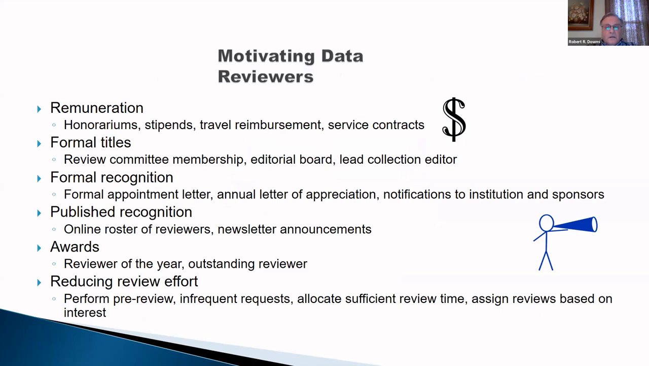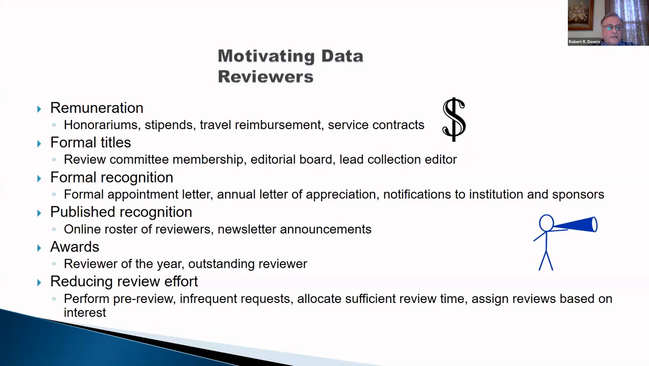And finally, it's important that we motivate data reviewers, and some ways could be through remuneration of some kind, honorarium, stipends, etc., or even travel, or some kind of service contracts. We can also recognize them in terms of giving them some formal titles or establishing a committee, having them be part of that committee membership, establish an editorial board, and even have collection editors for each of the different collections of the repository. And then we can also give them things that they can use when they're trying to be recognized within their own institutions or organizations, such as formal appointment letters or annual letters of appreciation, or notifying their institutions and sponsors, sending a letter to the chair of the department, for example.